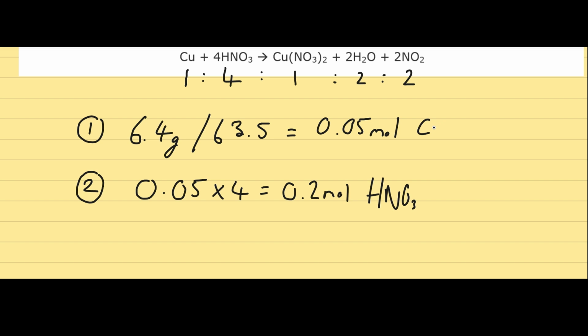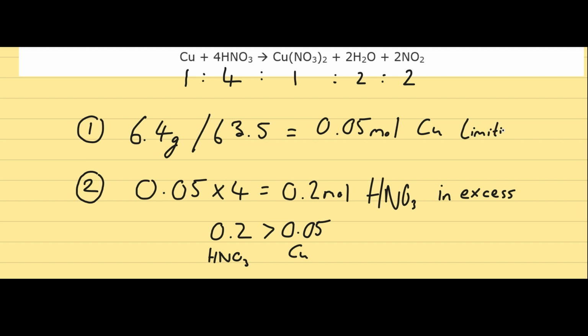Now that I have the number of moles of HNO3, I can compare them to the number of moles that we originally had of copper up here. I can see that 0.2 is obviously greater than 0.05, and that's my HNO3, and that's my copper. So I can easily say that HNO3 is in excess. That means that I have used more HNO3 than I need, and we can say that copper is in fact my limiting reactant.